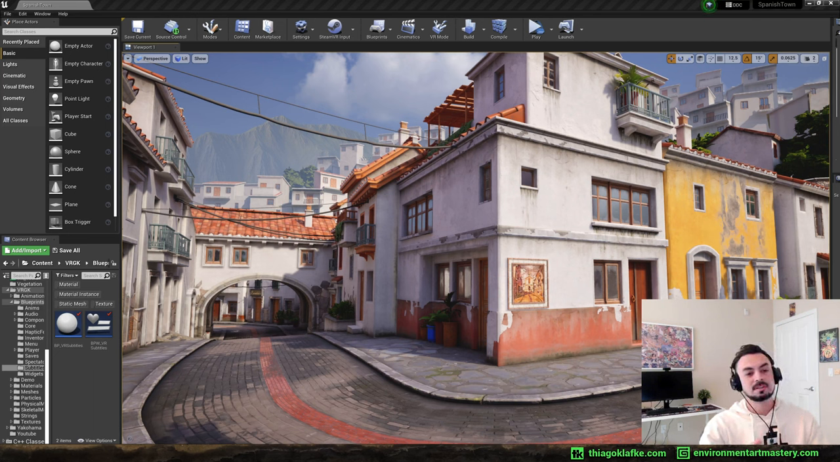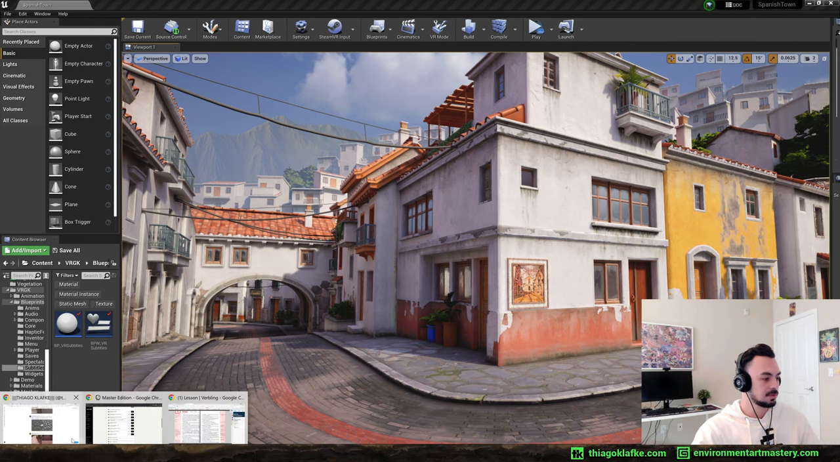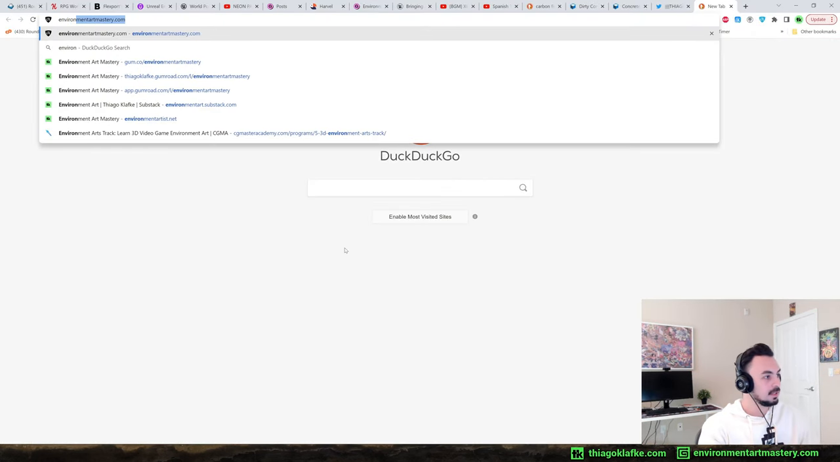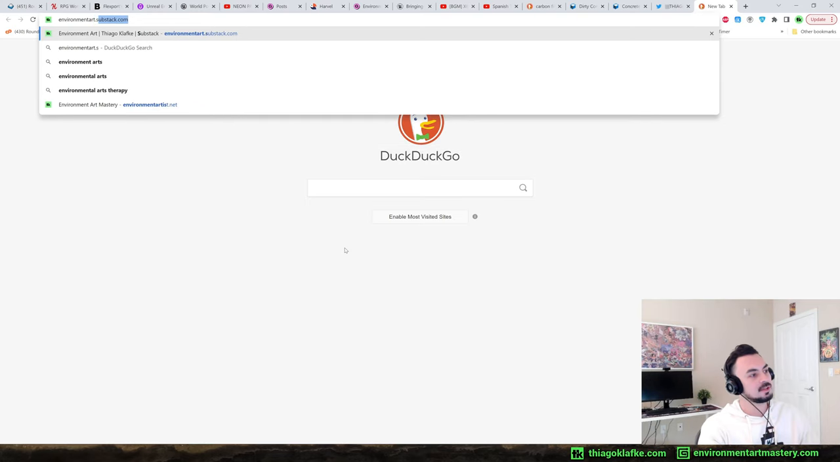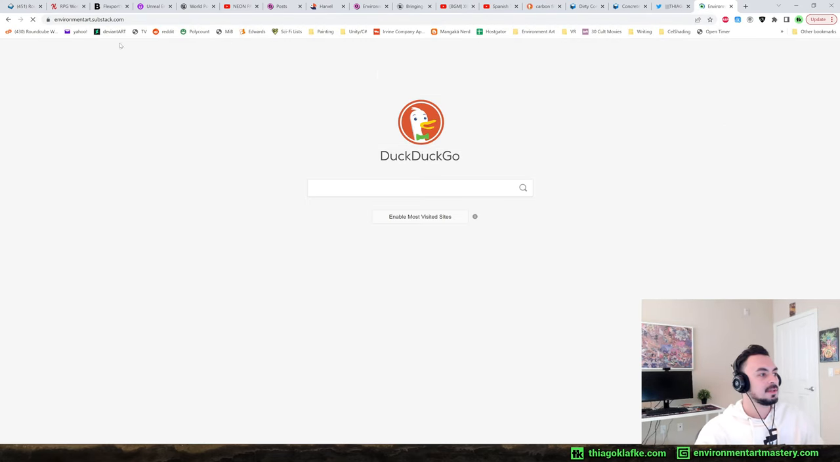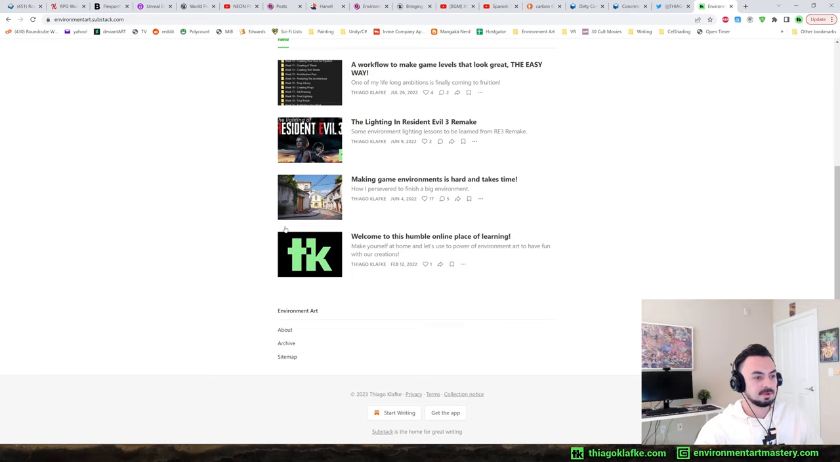I was at a point where I was really considering giving up on the map or not giving up on the map. I had several moments like those, and I wrote about them on the Substack. So if you go to environmentart.substack.com, there is a post, "Making game environments is hard and takes time," and you can read more about what was happening during that time.